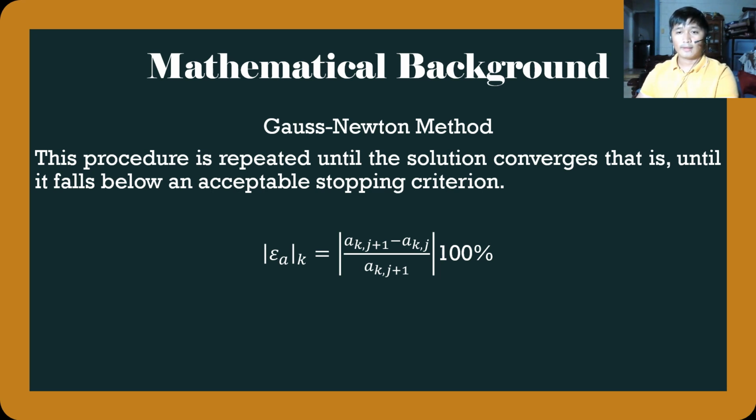So we can now calculate the error, epsilon a sub k, which is a sub k, j plus 1 minus a sub k, j, over a sub k, j plus 1, times 100%.